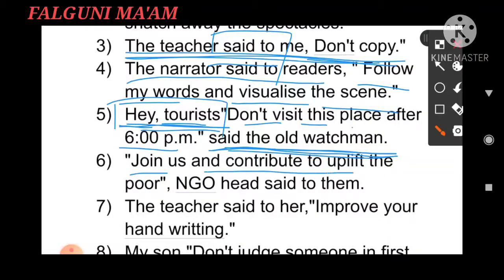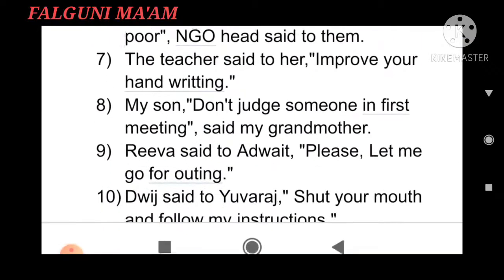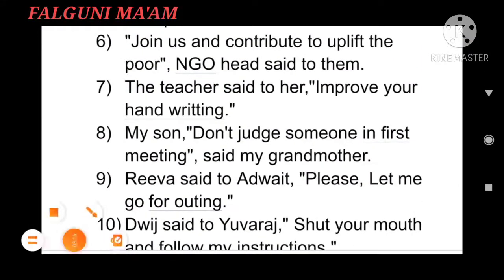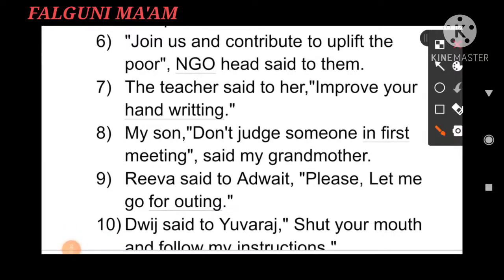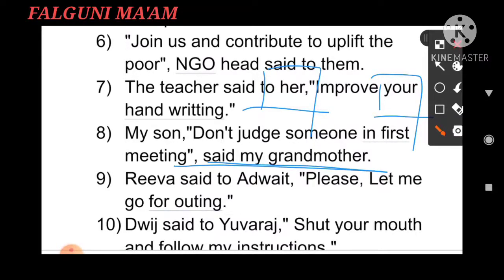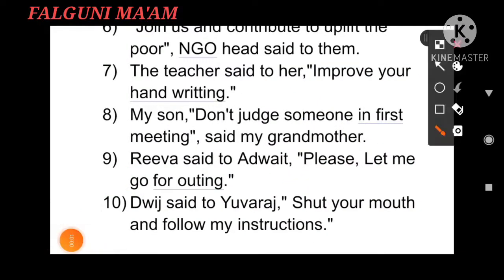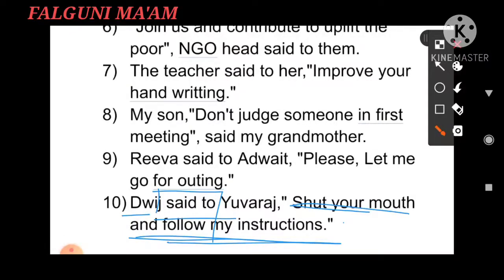Join us and contribute to uplift the poor, NGO had said to them. Seventh one, the teacher said to them, improve your handwriting. Teacher said to her, improve your handwriting. Your means listener, and listener is her. My son, don't judge someone in the first meeting, said my grandmother. So identify your speaker and listener. Riva said to Advait, please let me go for outing. So with please, you have an easy reporting verb. 10th one, said to Yuvraj, shut your mouth and follow my instruction. Now find your correct reporting verb.